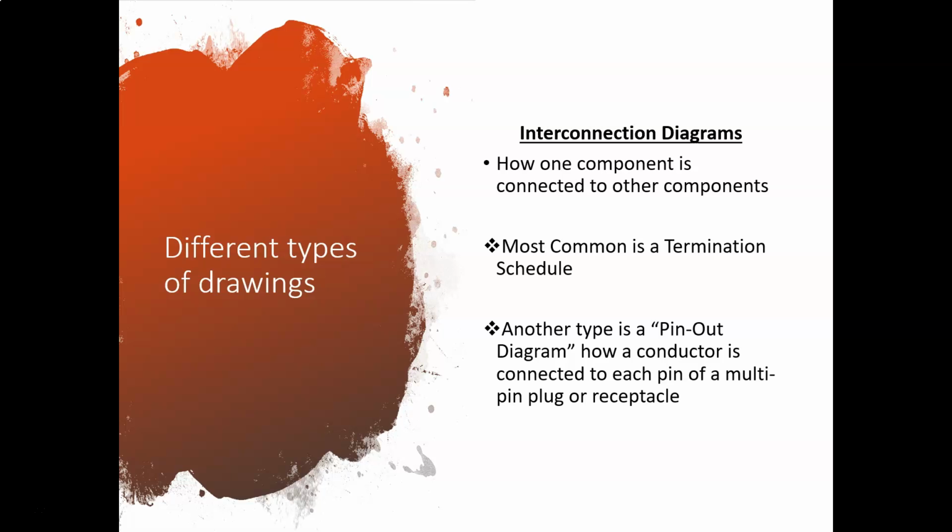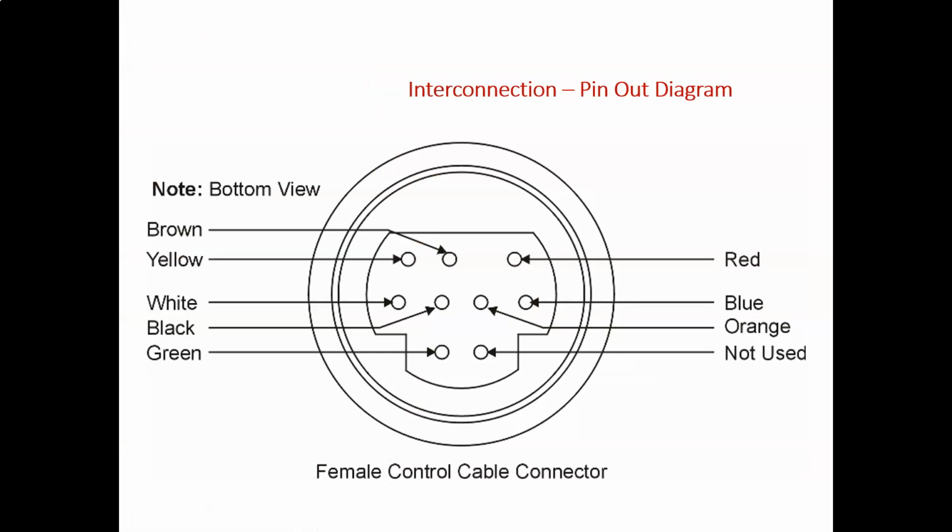So it's pretty much showing you if you have like a 12-pin receptacle or plug, it's showing you what wires are hooked up to what pins and where it's going to be going into the female or male side of that plug. So here's an interconnection pinout diagram. All right, so this is the female side. This is the bottom view here. All right, so you got your brown, pretty much all the colors of the conductors going to each pin here, right?